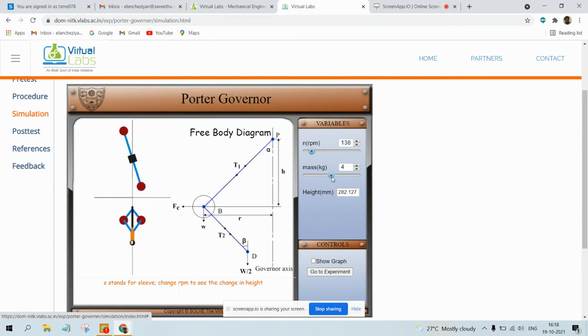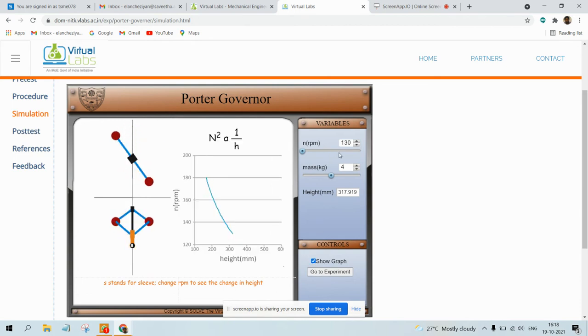So I am going to fix the mass value same, and for different values of speed we can find out. So for 130 rpm it is 370. So we can pick the graph value. Already this one is showing how the variation is going to happen. On the y-axis it is speed, and on the x-axis it is height. So when the speed increases, the height reduces. That's the major value. So when the speed is at 180 rpm, that is at the top.